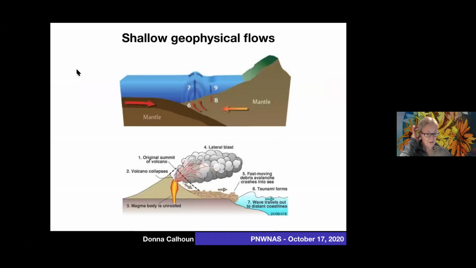So this particular talk is going to focus, at least in the early part, on shallow geophysical flows. Those come from a variety of geophysical events. A tsunami, for example, is considered a shallow flow, or a debris flow generated by, say, volcanic activity or some kind of underwater landslide can also be modeled as a shallow geophysical flow.